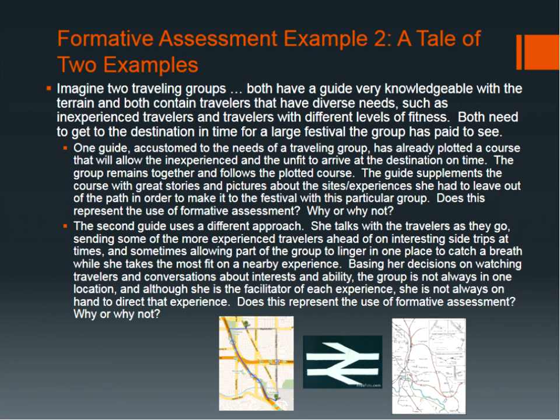Sometimes she allows another part of the group to linger in one place to catch their breath. And based on her decisions as she goes, adjusting as she goes, the group's not always in one location. She's always the facilitator. This represents more, absolutely, Sonia, what formative assessment is about. So think back to the GPS. What does a GPS do that a map doesn't? If I go past my turn, what does the GPS do? That's right, it adjusts. It says, plotting a new direction, recalculating.